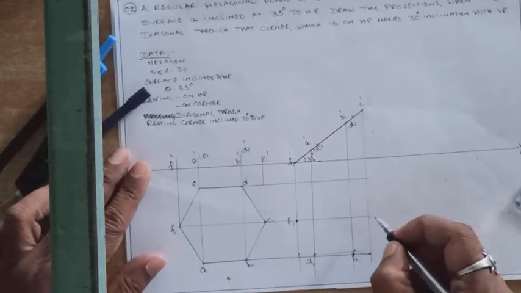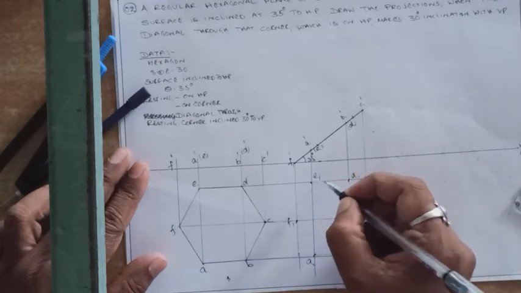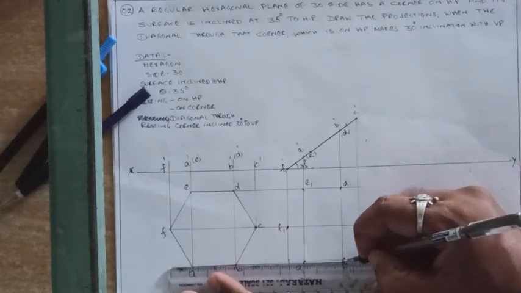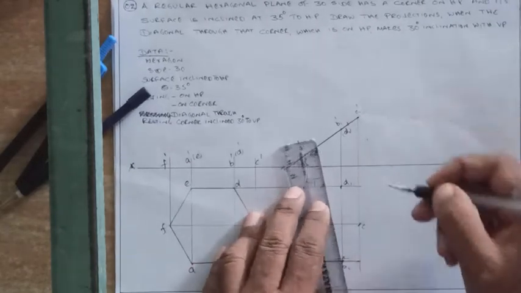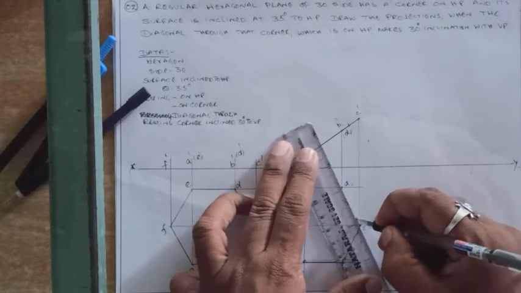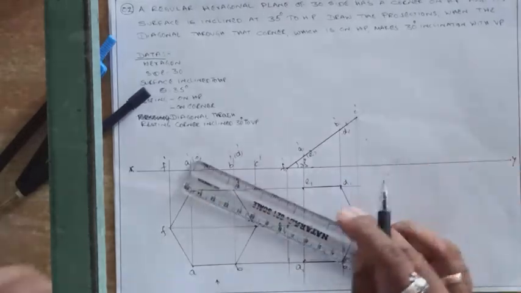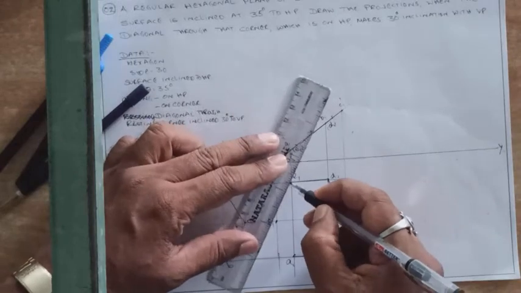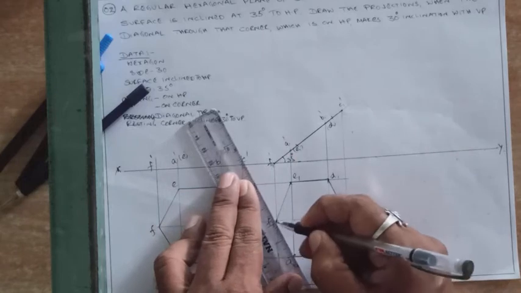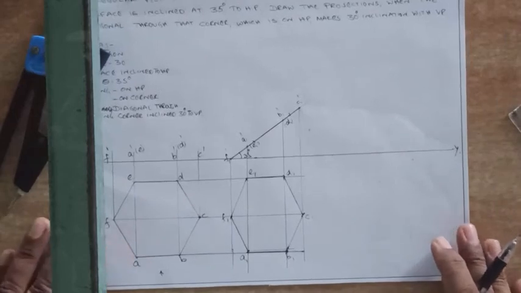So this is B1. Similarly, C1, D1, E1 and F1. Now join all these points in order: A1, B1, C1, D1, E1. So now this is the first stage, front view and top view.